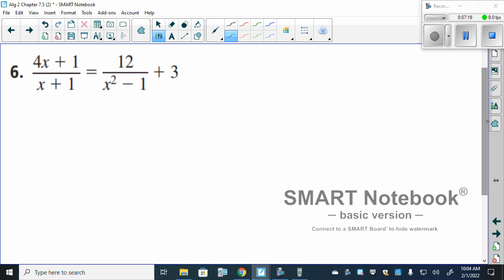Let's look at this one here. 4x plus 1 divided by x plus 1 is equal to 12 over x squared minus 1 plus 3. Now, we're going to use the same exact process because we need to multiply each of the terms so that the denominator simplifies out. It is very tempting at this point to multiply everything by x plus 1 and x squared minus 1, yes? Will x squared minus 1 factor?